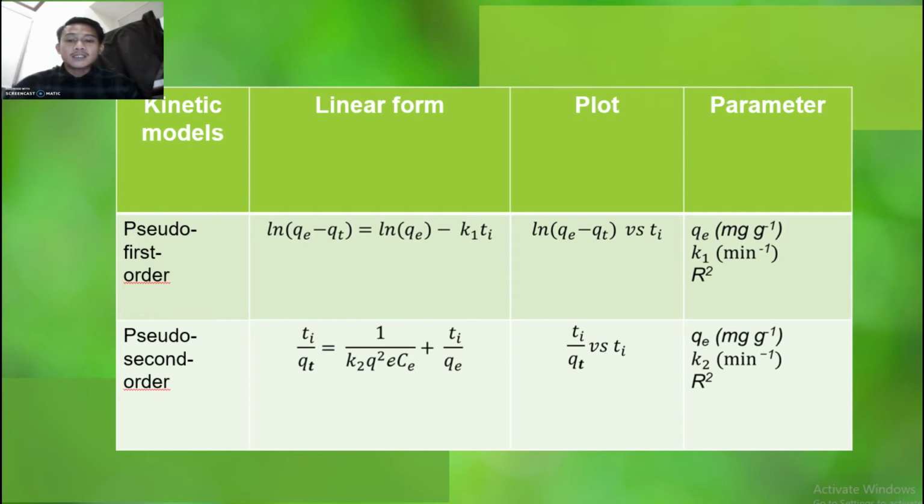Thus, the reaction rate depends on the amount of solute on the surface of the adsorbent and is proportional to the number of active sites available on the adsorbent. Alright, on this slide, you can see the linear form for pseudo first order and pseudo second order. Next, the plot for pseudo first order is ln(Qe minus Qt) versus t, and for the pseudo second order, t over Qt versus t, and the parameters.